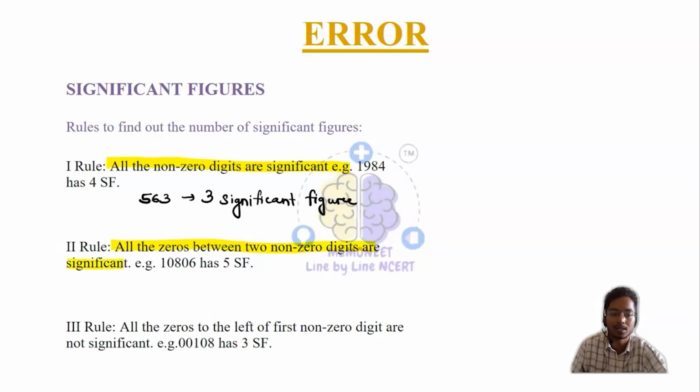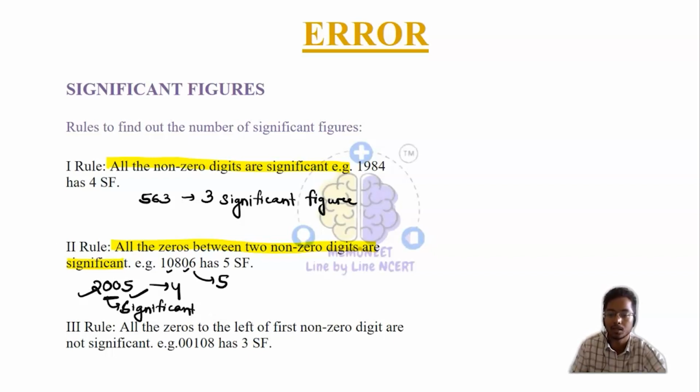Let's say we have here 10,806. Here we have 10 and here we have 10. These zeros are also significant because they are present in between the non-zero digits. Let's say we have 2005. This is a non-zero digit, this is a non-zero digit, and these two zeros are significant because they are present in between the non-zero digits. So the number of significant figures here is 4 and here it is 5.